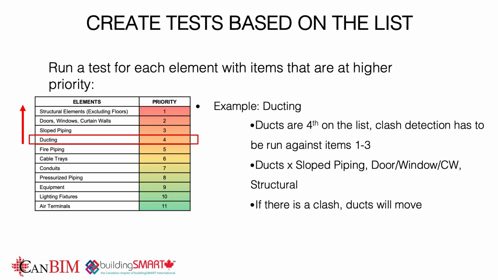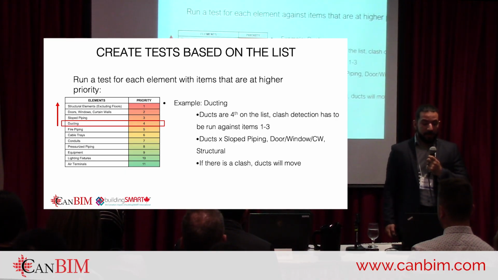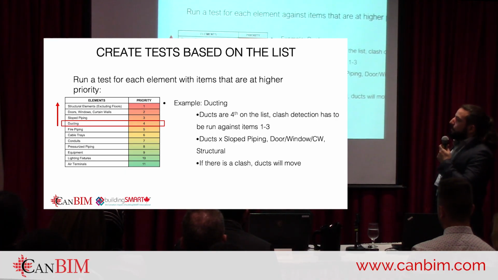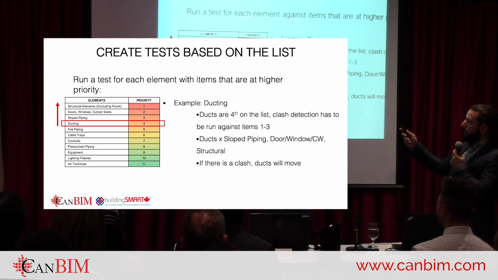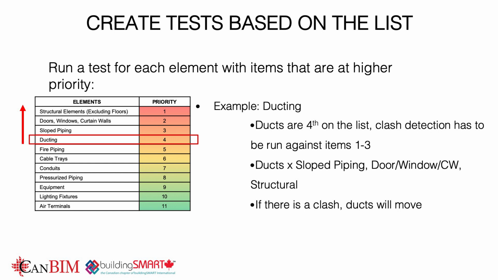Okay, so now we have the items that we want to run clashes on, and we have a priority list that will help us determine how we run this entire thing. So it's time to create a clash detection test. In this example, I'm using ducts. Ducts are number 4 on the priority list, so anything above ducts is more important than the ducts.